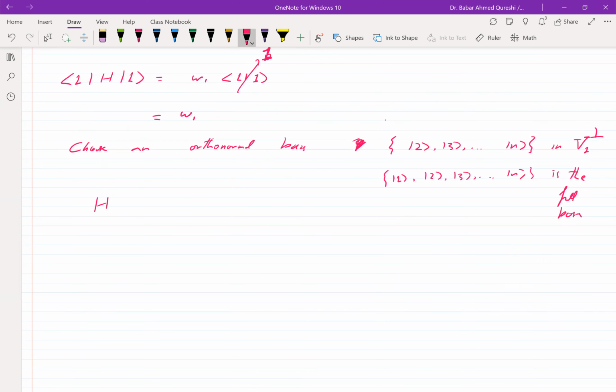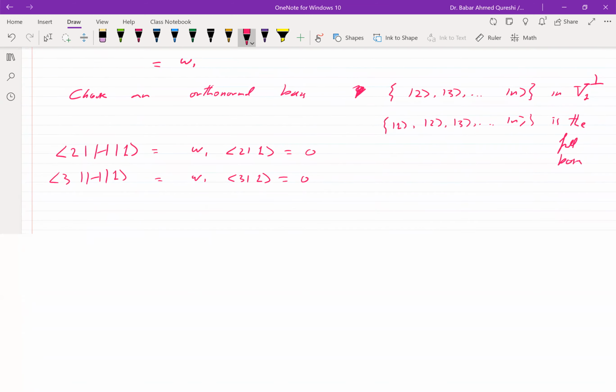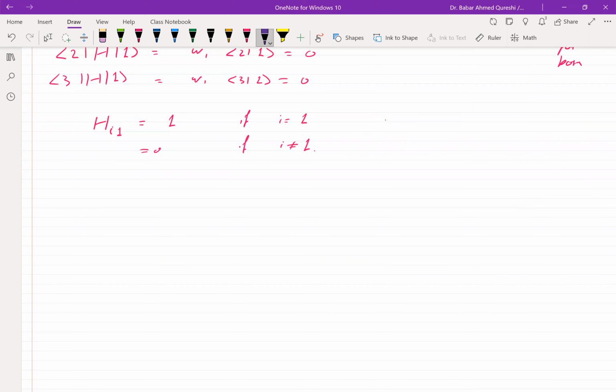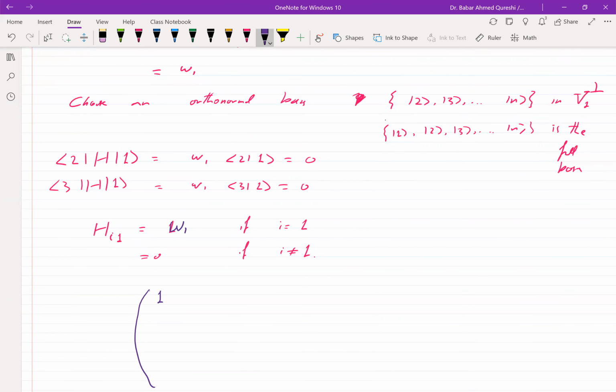So what would be these guys? If I take any of these 2 or 3, every time I pull out W1, and then I'm making these, but these are 0. Because they live in the orthogonal complement. So that means these guys, hi1 would be 1 if I is equal to 1 and 0 if I is anything else. So that means if I build this, well, it won't be 1, it would be W1. Because I'll be hitting with a 1 from here.